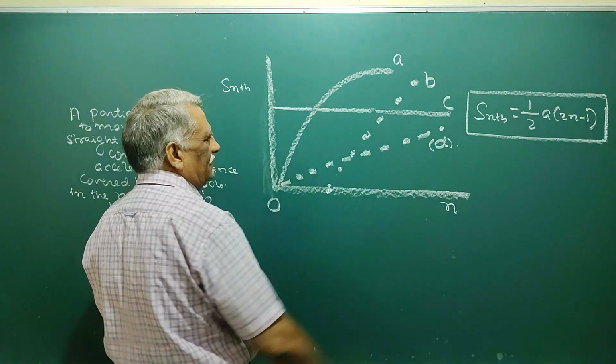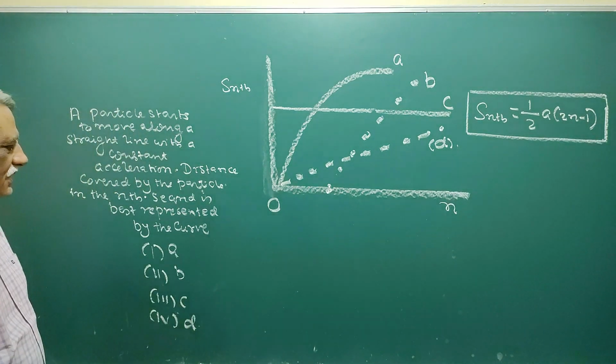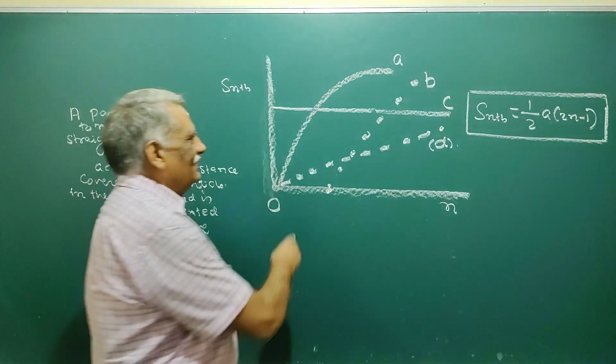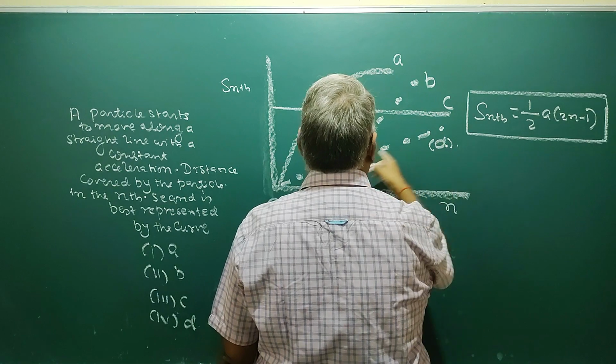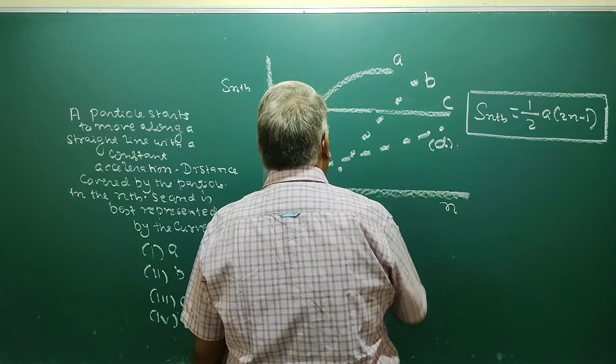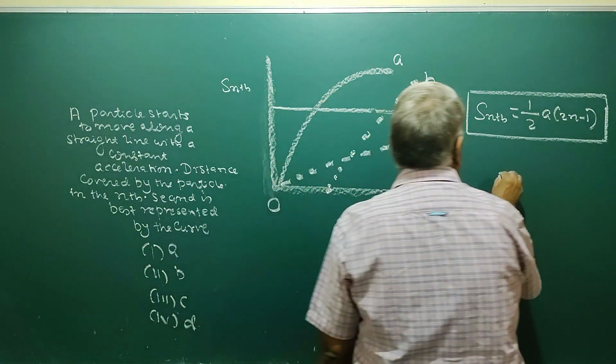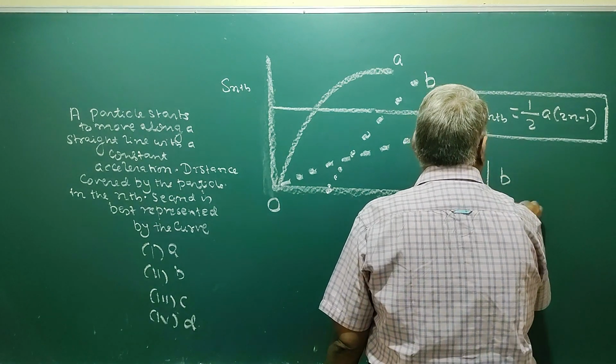Again this is a straight line. Option should be D. D is the option. This is not a straight line. No, option B is correct. B is the correct option. Why?